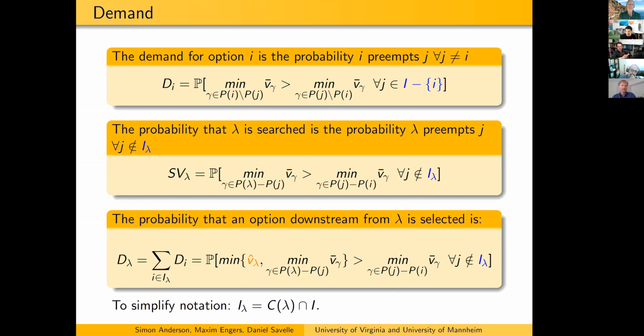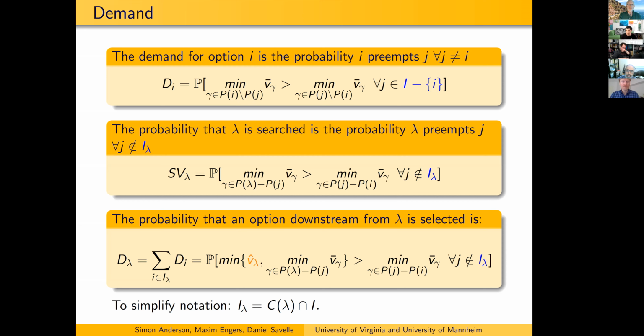Search volumes, or the probability of being searched, are going to behave similarly. We didn't define preempting between intermediate and terminal nodes, but it works the same way because scores are just the rule that you follow. And so you just compare whether lambda preempts all options that aren't downstream from lambda, which means prior to selecting any of those options, you would search lambda. So this is an eventual selection in the first one, eventual search in the second one. And then the bottom part is that if you want to think about the overall demand for a subtree, you can aggregate them and you replace a score with a local value and it behaves nicely.